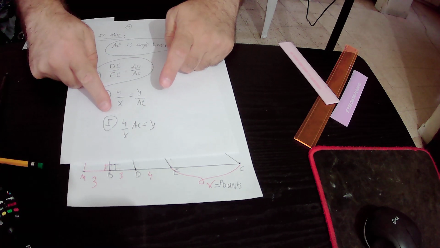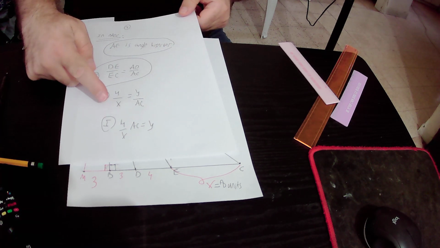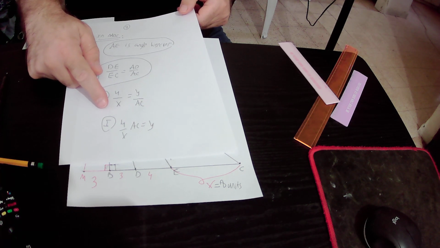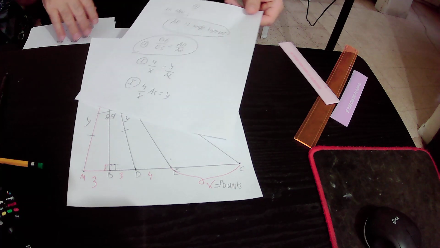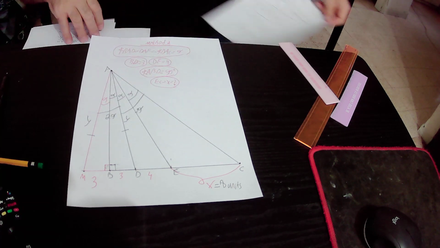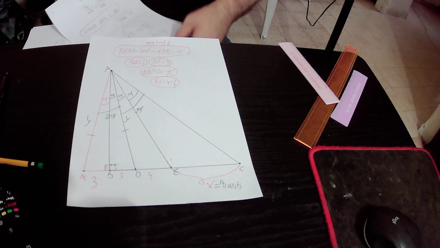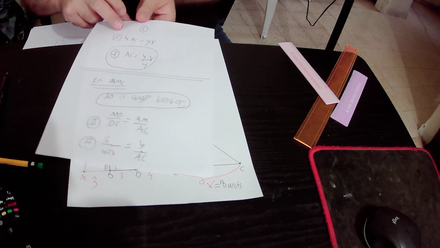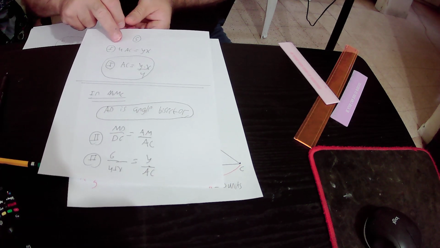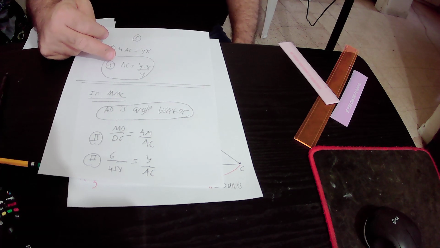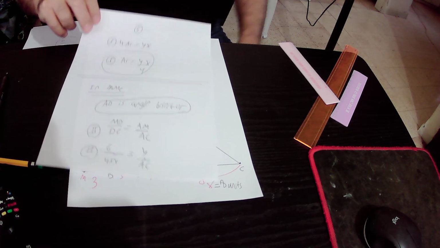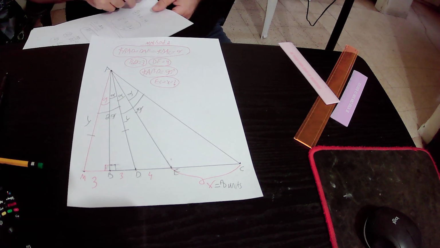Here we multiply this equality by AC and we got this equation, and after that we multiply it by X and we got this expression, and then we divide this expression by 4 and we got that AC equals Y times X over 4. Then we focused on the big triangle AMC.